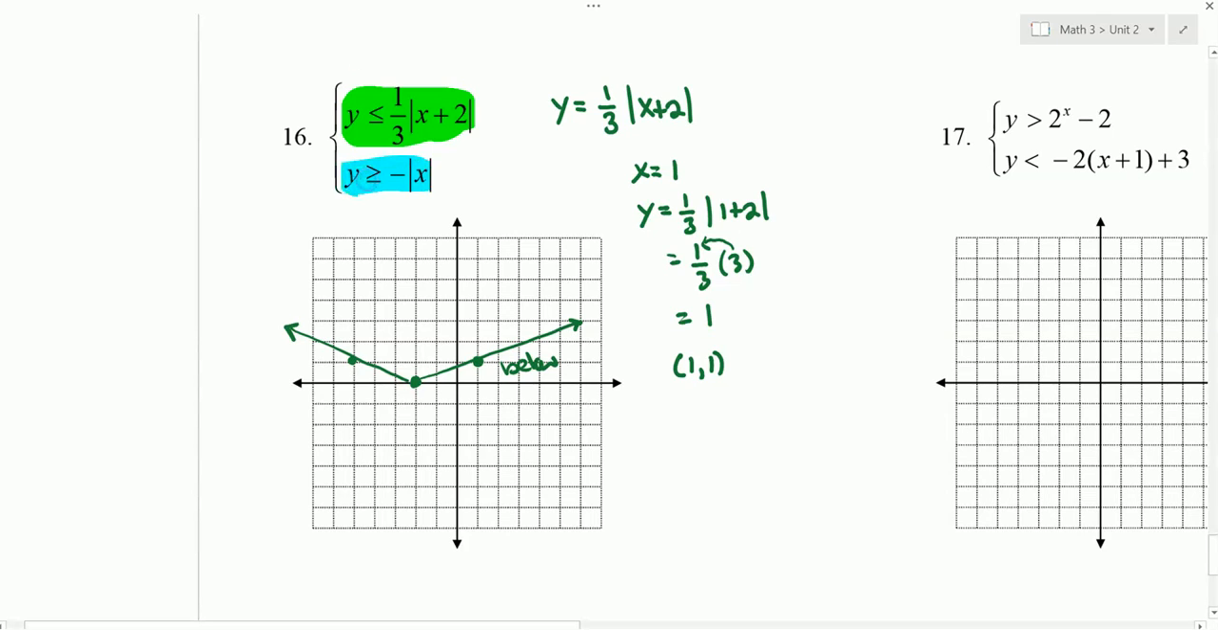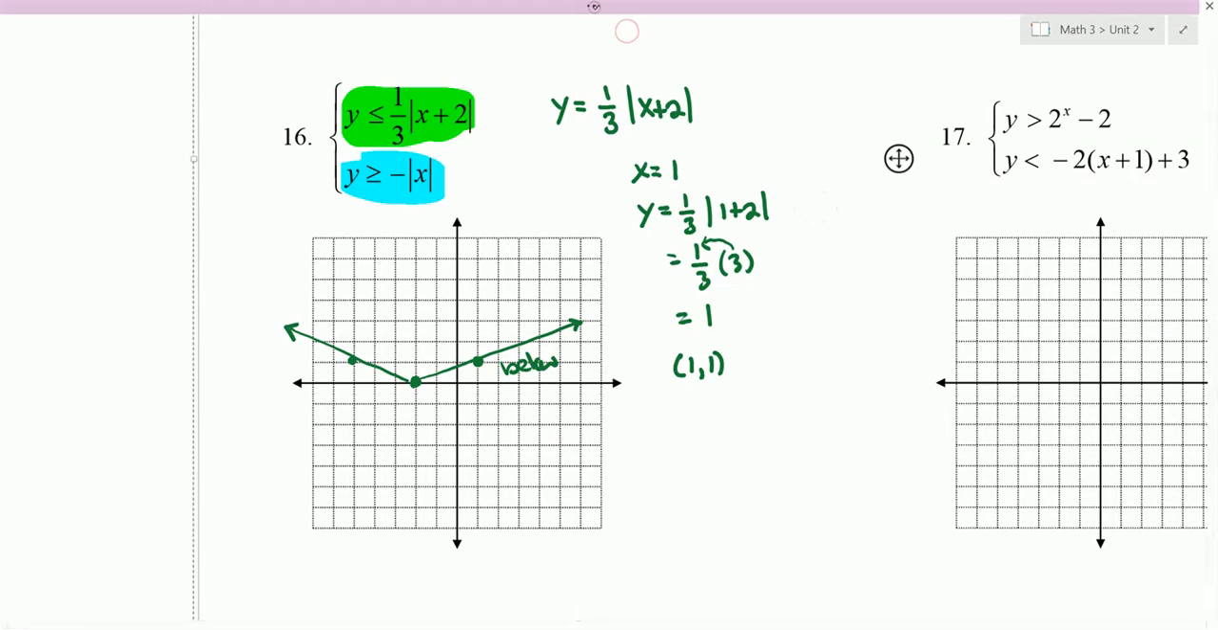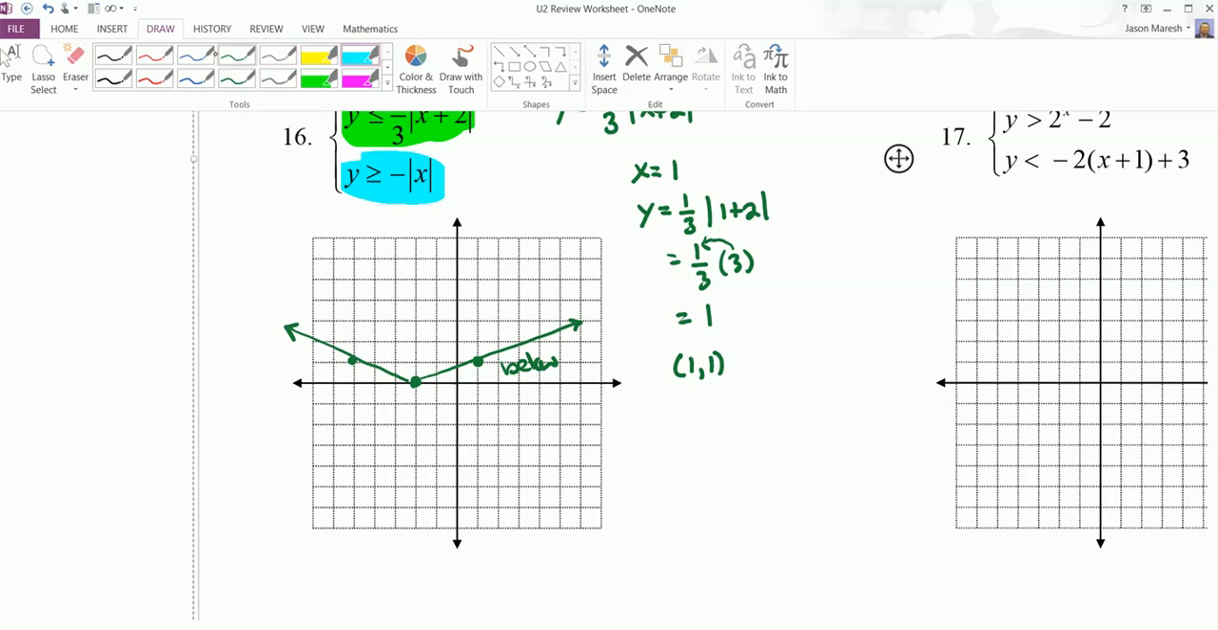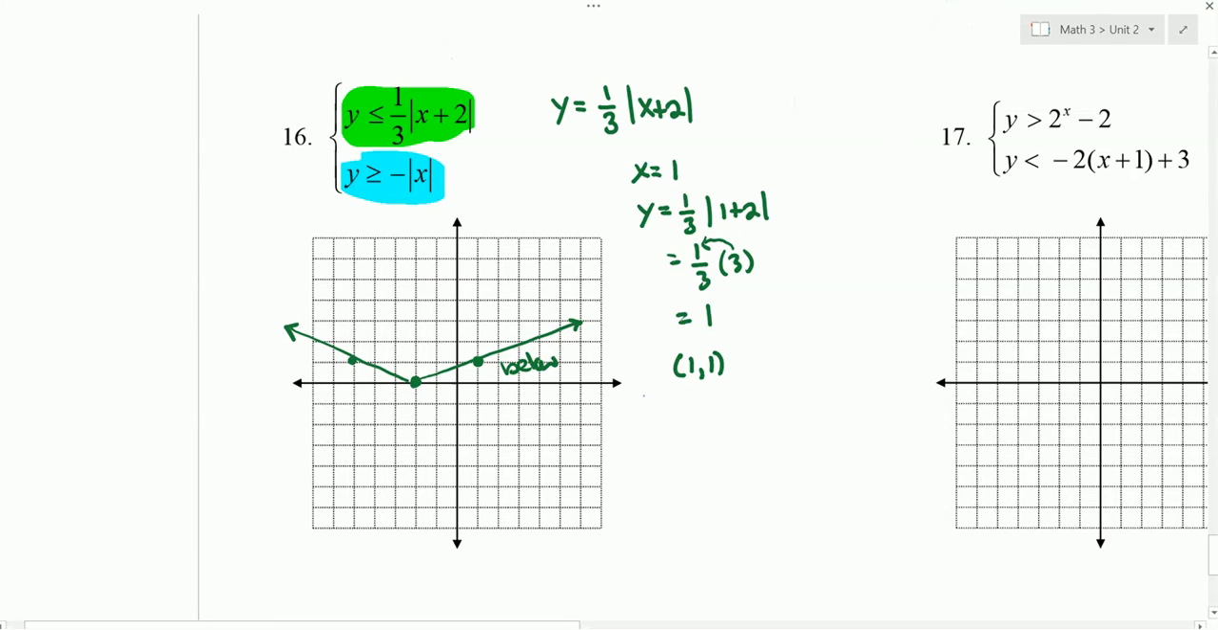Next one in blue. Notice it's greater than or equal, so it's going to be solid again, and we're going to graph y equals negative absolute value of x. That's a parent graph, so it goes through 0, 0.